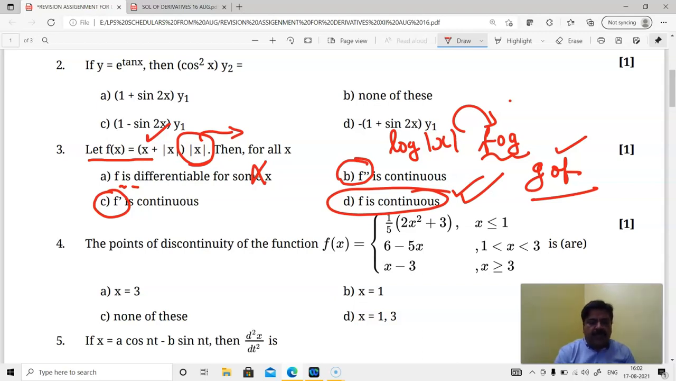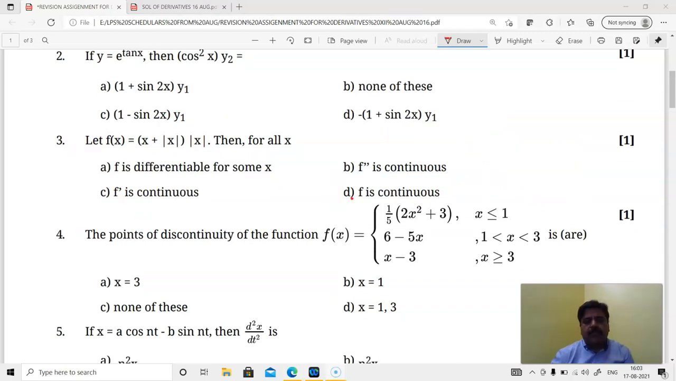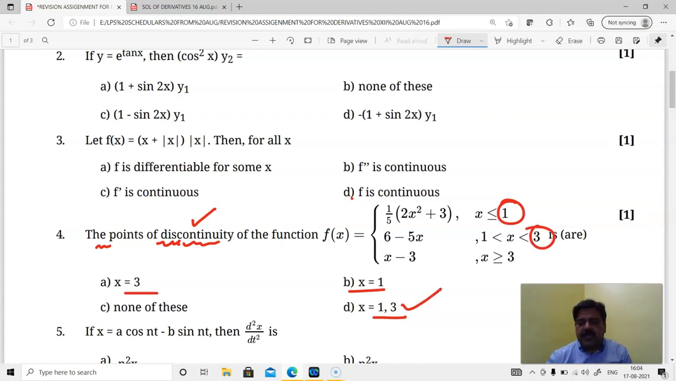Moving further, question 4 also belongs to the same category, that is continuity and differentiability, and here we have been asked about the points of discontinuity. Normally if you see NCERT books, they basically talk about the continuity of the function. Here they have discussed the points of discontinuity, and all the probable answers have been given, and mostly a student writes 1 and 3.